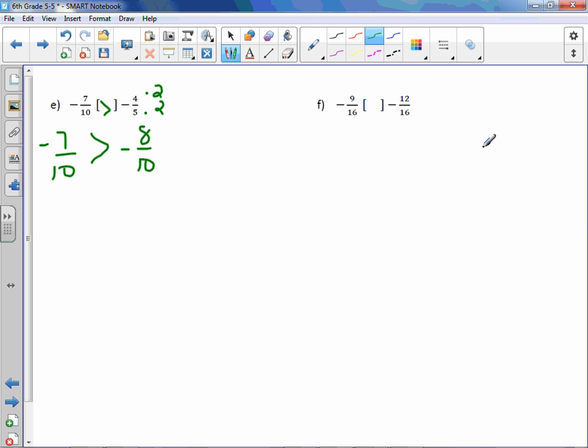Letter F. We already have common denominators. So again, if they were positive, this one would be bigger, but they're negative, so that one's bigger. Negative 9/16 is greater than negative 12/16.